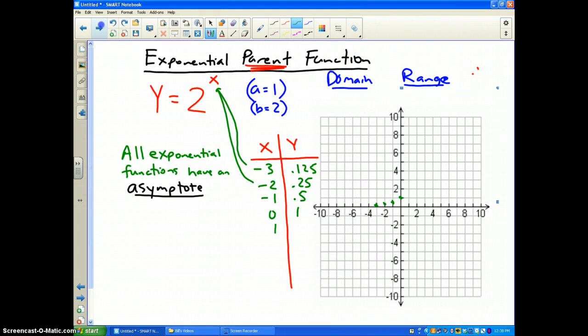And now I'm going to try some positive numbers and put them in as exponents. So if I put a 1 in for x, 2 to the first power is 2. So 1, 2 is on my graph. If I put 2 in there, 2 squared is 4. So 2 is up to 4. If I put 3 in there, I get 2 to the third power, which is 8. So if I put 3 in there, 8. And if I put 4 in there, 2 to the fourth power is 16, and that's off my chart.